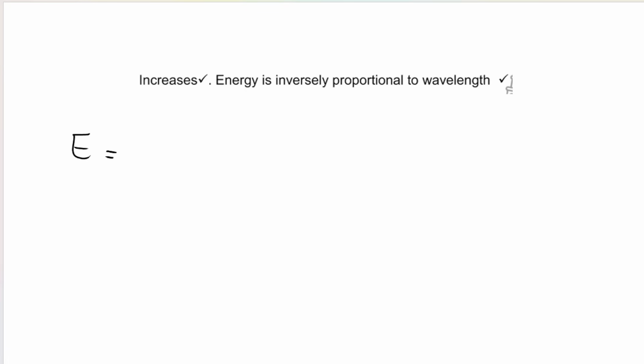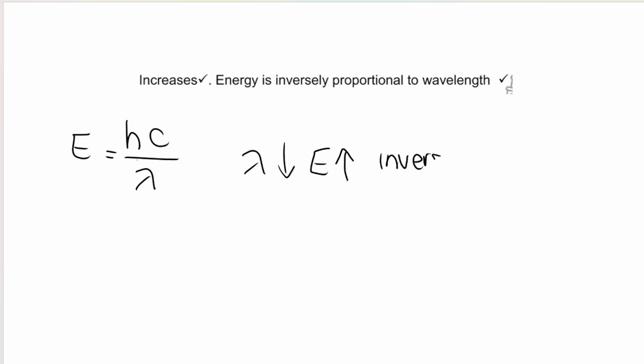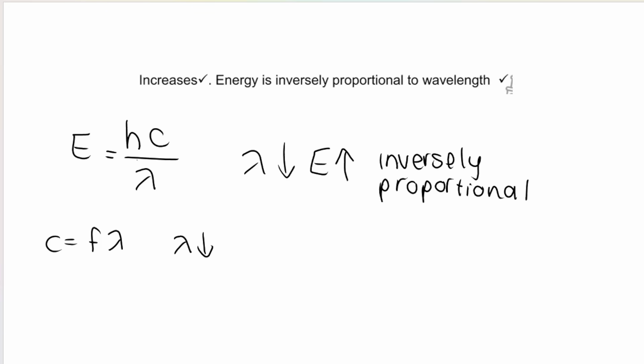If you want to look at a formula to help you, you look at this one. If wavelength goes down, energy goes up. They are inversely proportional, which means they do opposite things. And that's basically a reason. Or you can explain the long way. You can say, if wavelength goes down, frequency goes up. They are inversely proportional, right?